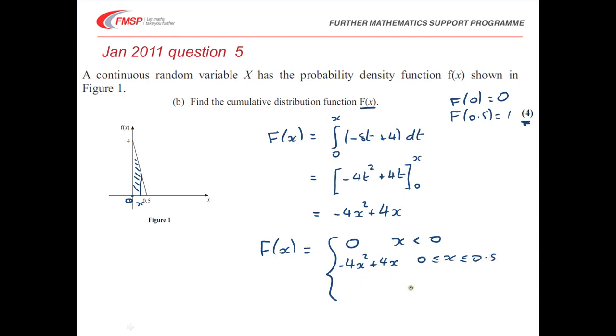And then if we go beyond 0.5, we've actually added everything in. So there's no more probability to add in, so it must be 1. So this is where you get 2 marks. You get an accuracy mark effectively for getting this section here, and then you get an independent mark for getting big F fully defined for all real values of x.